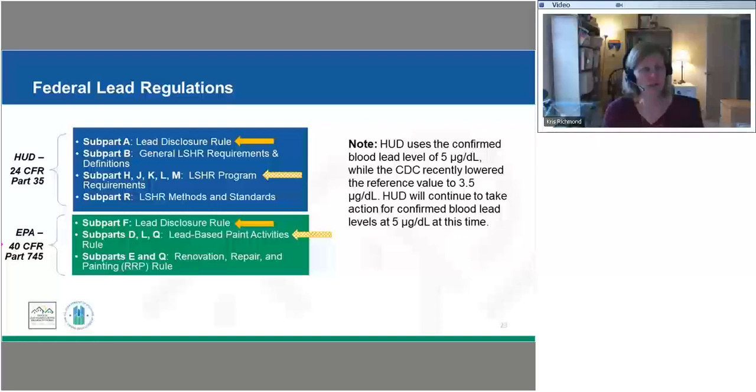So first off, we're going to look at HUD's regulations, and you'll see this yellow arrow here. We have our lead disclosure rule. And the lead disclosure rule is actually identical to EPA's lead disclosure rule. They're word for word identical, but we have both of those listed there for you to see. We're going to go over what disclosure is in a little bit. And then back in the HUD regulations, we have Subpart B, where we're talking about the general lead-safe housing rule requirements and the definitions.